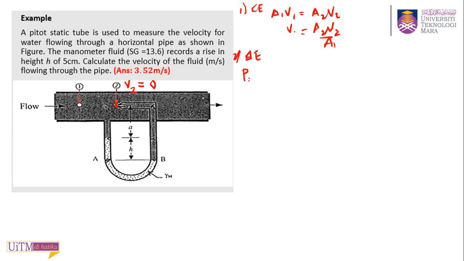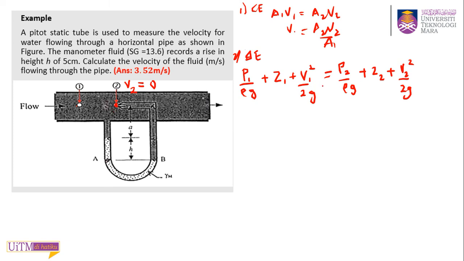P1 over rho g plus Z1 plus V1 squared over 2g, and then equals P2 over rho g plus Z2 plus V2 squared over 2g. Okay, because you take two points, point 1 and point 2, the Bernoulli equation should be the same for both points. That's why you equate this equation.